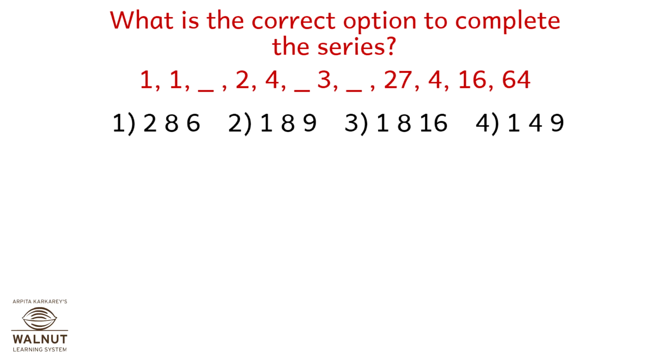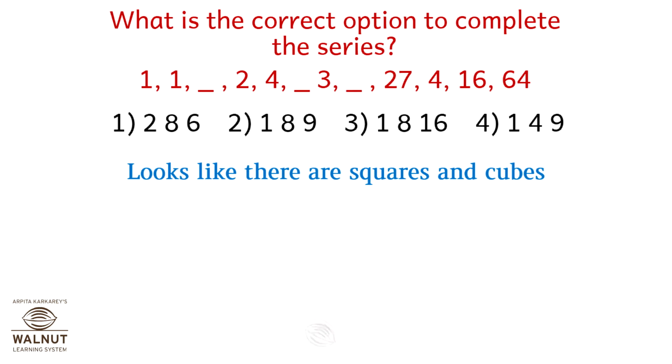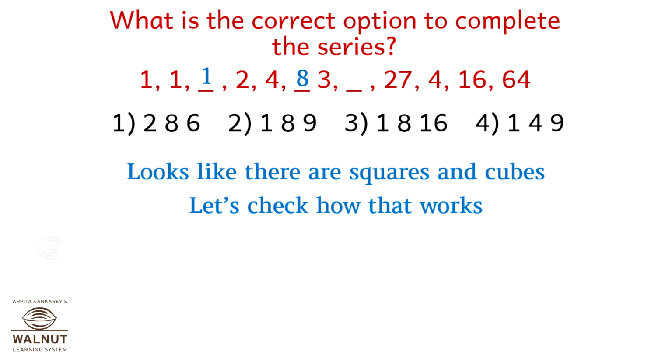What is the correct option to complete the series given below? Looks like there are squares and cubes. So let's check how that works. So we fill in 1 here, we fill in 8 here, because 2 square is 4 and 2 cube is 8. Then we have 3 square is 9 and 3 cube is 27. So do we have the option 189 in the options anywhere? Oh yes, option number 2.